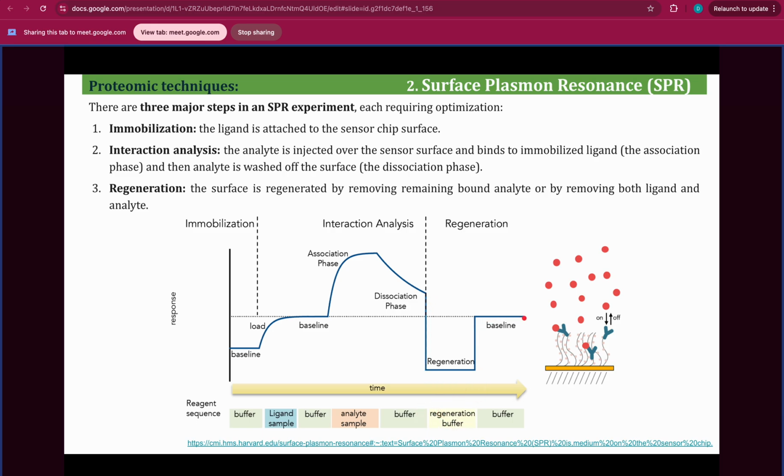And this is all about the 3 different steps in which you analyze the change in the refractive index, measure the response, and analyze how well the response is obtained, so that you can comment on how strong the interaction is between different proteins.